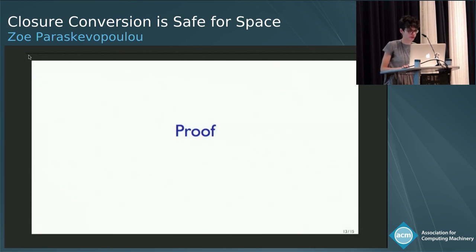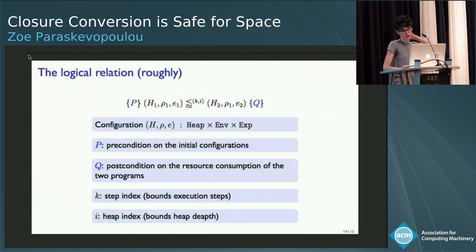So a few words about our proof. We use a logical relation that roughly looks like that. It relates two input configurations, and it is additionally annotated with some pre and post condition. We use the precondition to enforce some relation on our input configurations. In particular, in our proof, we use it to relate the sizes of the two input heaps. And we use the postcondition to enforce the properties that we want on our resource consumption.